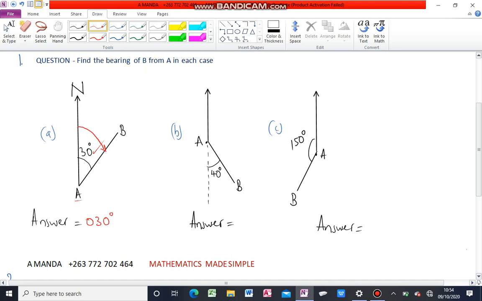Let's look at B. Bearing of B from A. The angle that we're supposed to measure, we measure again from the north line. This is the angle that is required. And this whole angle here, a straight line is 180 degrees. So this angle will simply be 180 minus this angle, 40 degrees here. And then we get our angle.